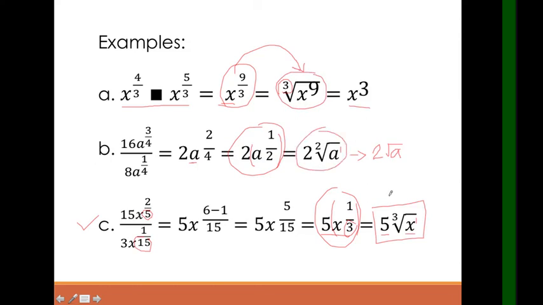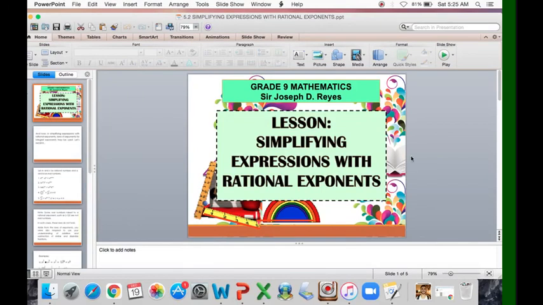Okay? So that's all about simplifying expressions with rational exponents. With that, thank you very much for your listening.